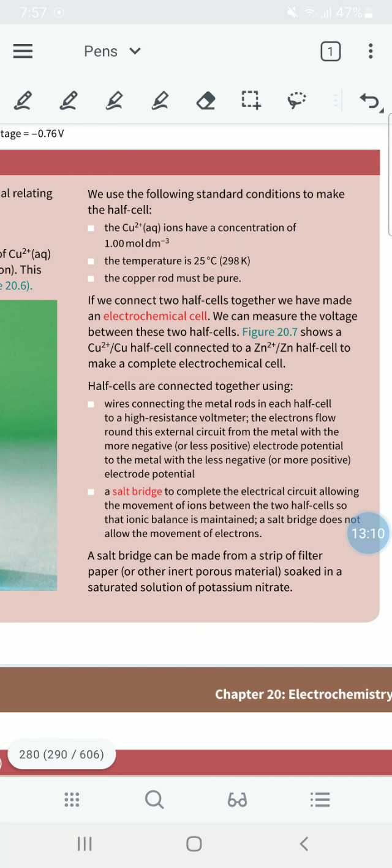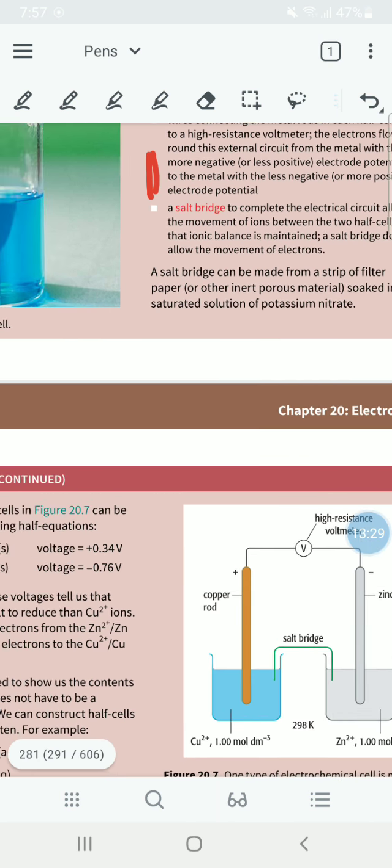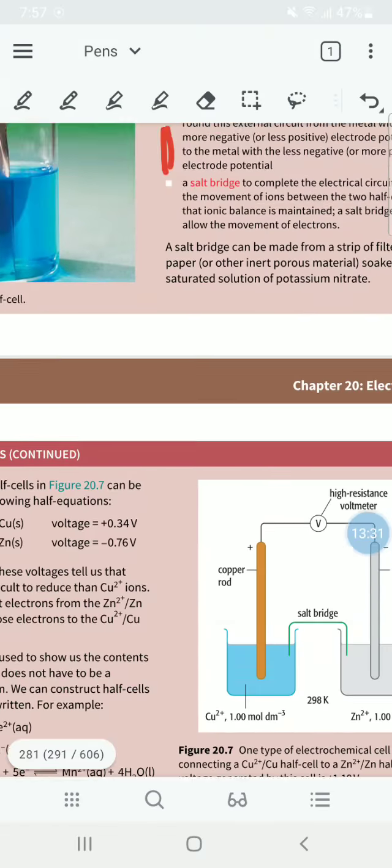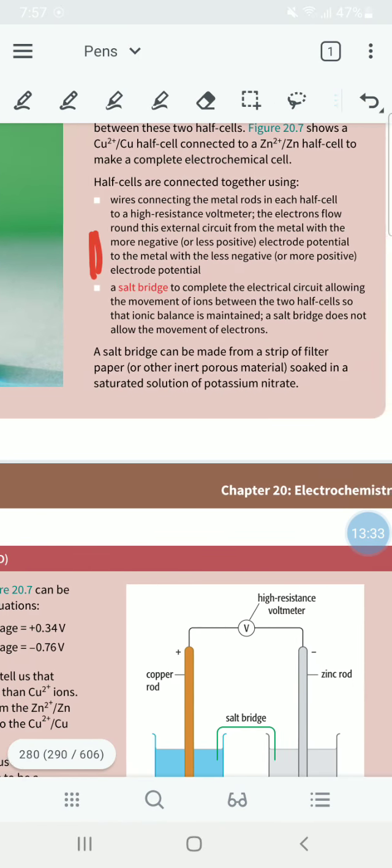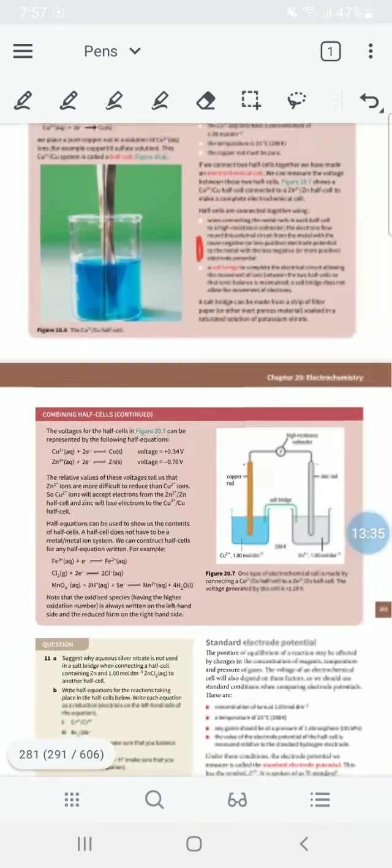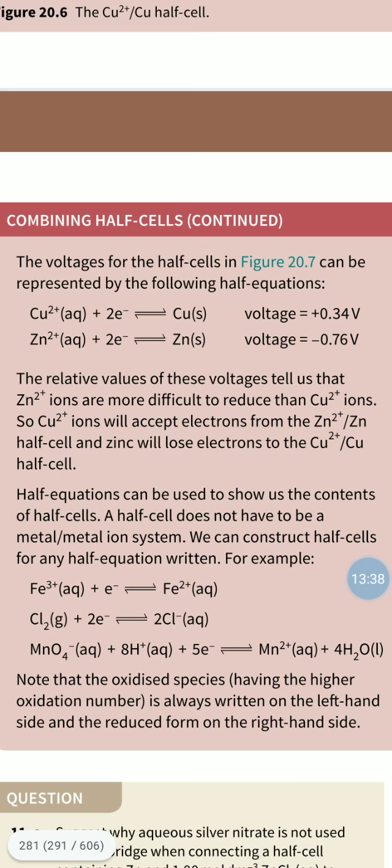Here you have to understand, read this part: the electrons flow around the external circuit from the metal with the more negative electrode potential to the metal with the less negative or more positive electrode potential. So the more negative one is zinc. So from zinc to copper, electrons would move.